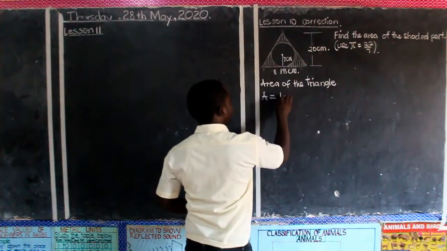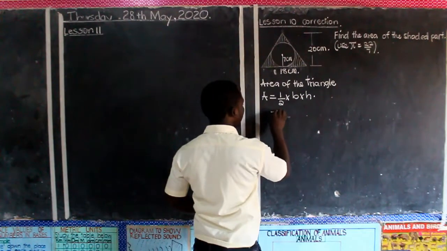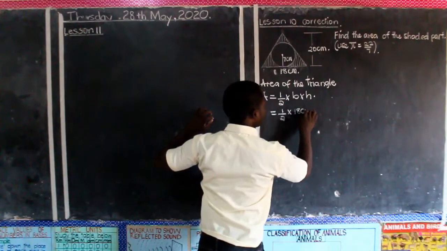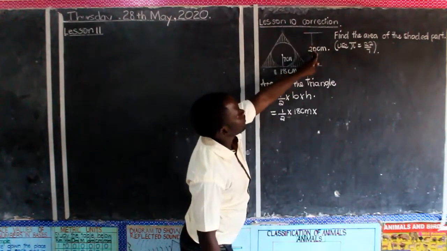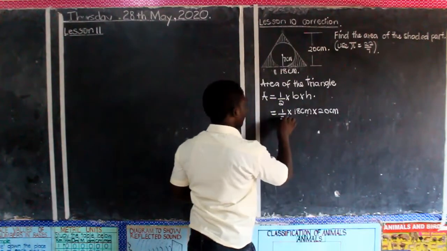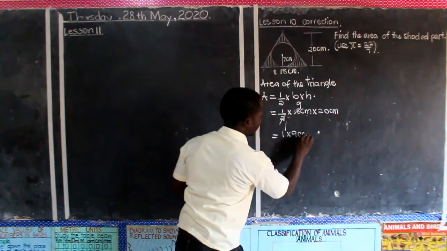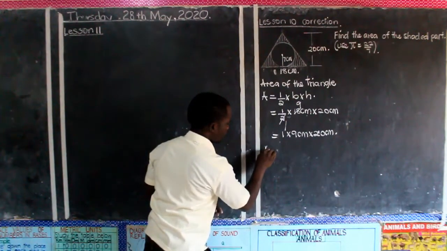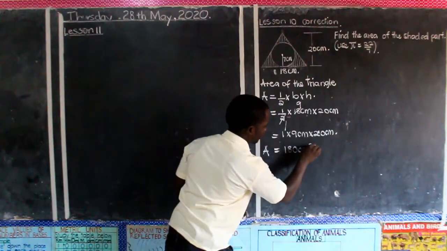Area of the triangle equals a half times base times height. Area equals a half times the base of the triangle, which is 18 centimeters, times the height. The height should begin from here up to here, which is this. They've put it for us at the side, which is 20 centimeters. Half of 18 is 9. So here we shall have 9 centimeters times 20 centimeters. So the area of our triangle is 180 square centimeters.